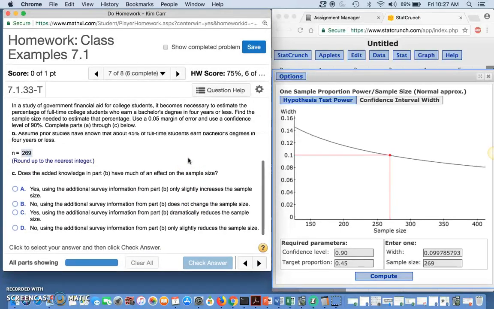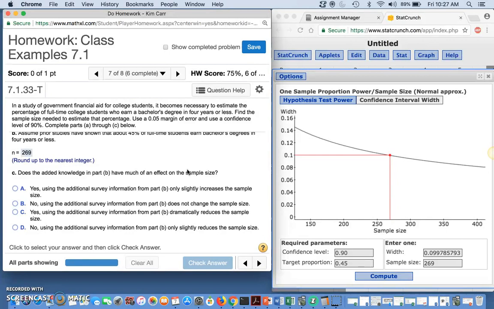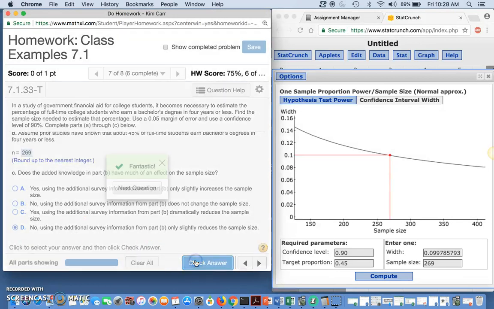Does adding the knowledge in Part B have much effect on the sample size? Well, you're comparing 271 and 269. That's not much difference. That's not but 2 people. So no, using the additional survey information does not change this sample size, or no, using the additional survey only slightly reduces it. It slightly reduces it, but not much. If p hat had been much greater than 0.45, it would have made a bigger difference.